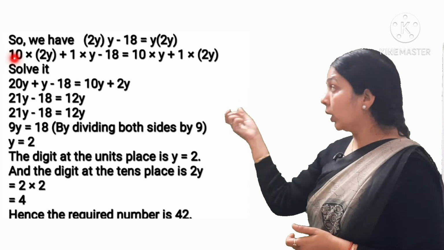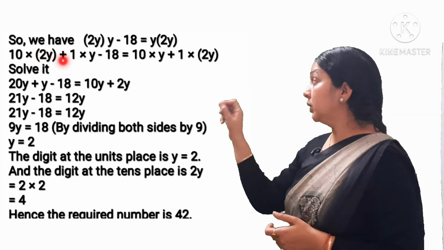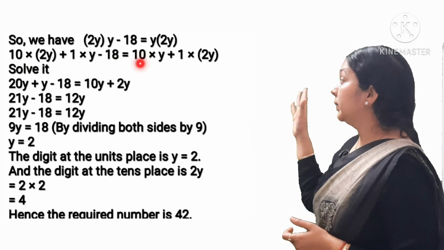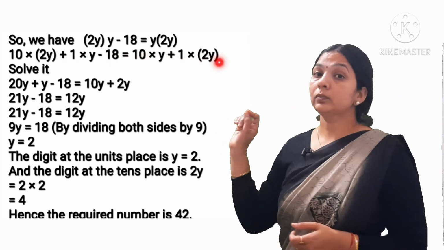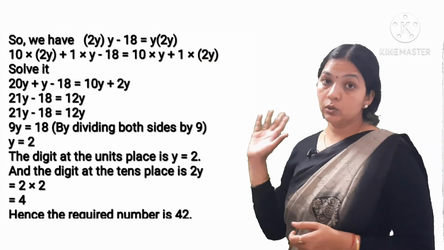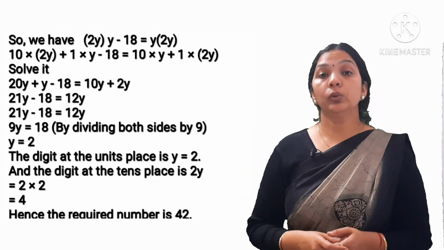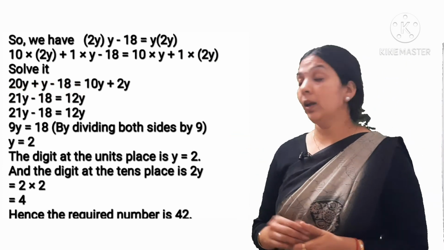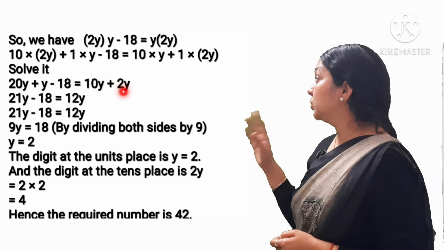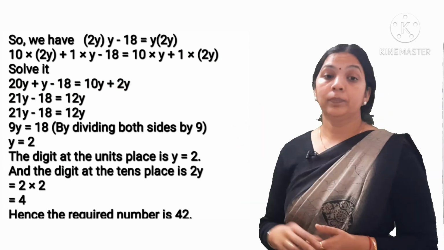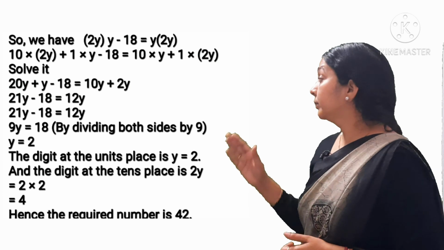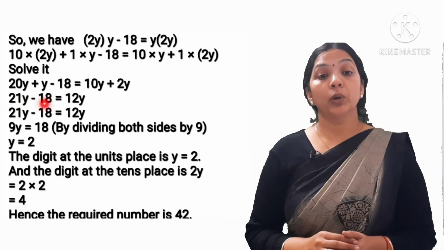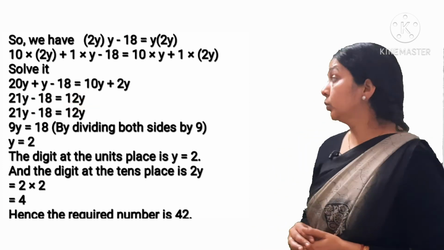2y, y will be written as 10 into 2y plus 1 into y, and y, 2y will be written as 10 into y plus 1 into 2y. That is how we write any two-digit number. On solving, we will get 20y plus y minus 18 is equal to 10y plus 2y. Now, by transposing and adding the variables, we will get 21y minus 18 is equal to 12y.